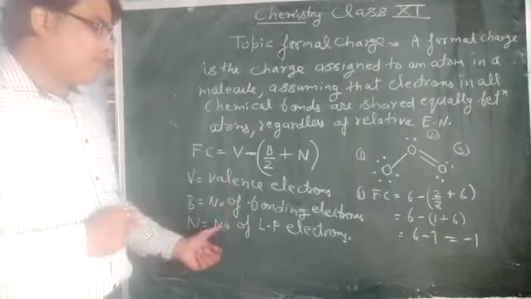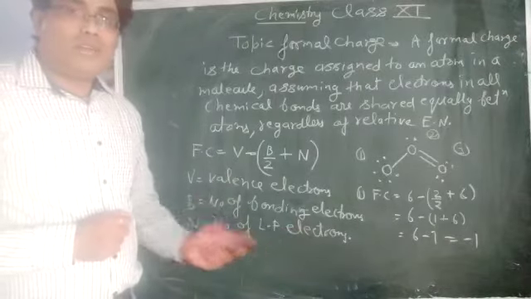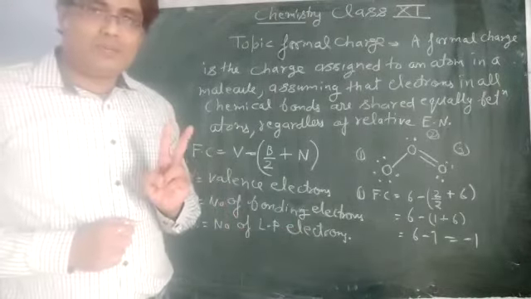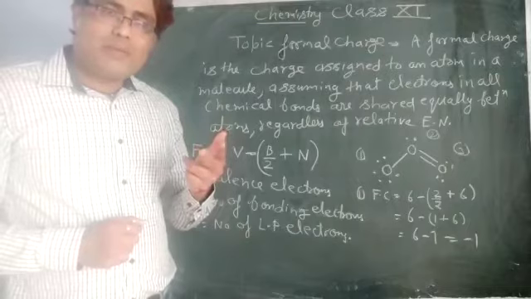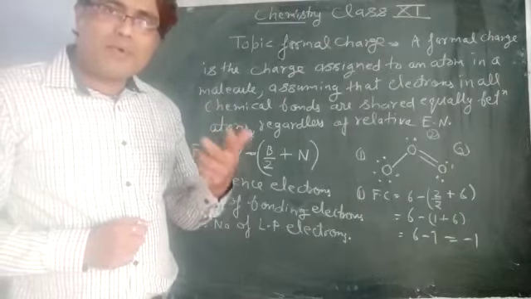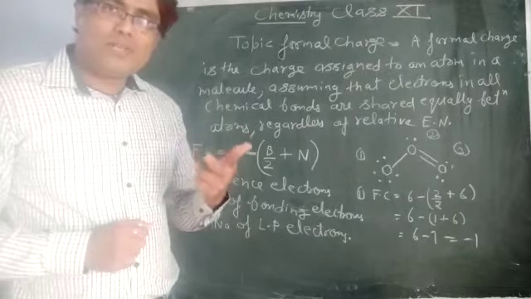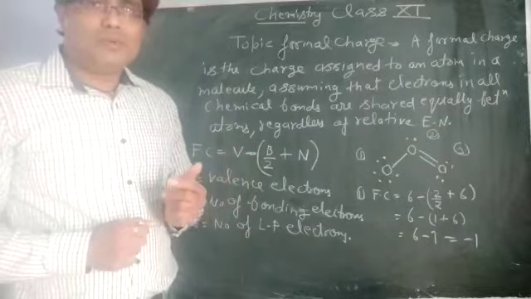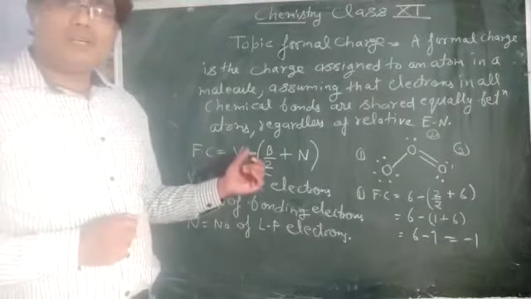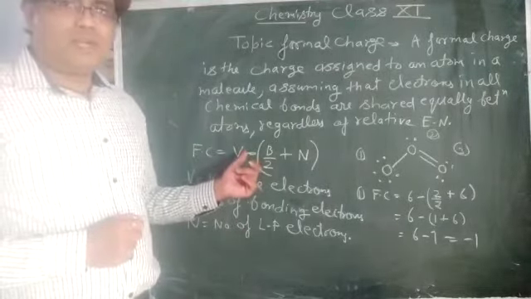Now next, capital N. N is the number of lone pair electrons. If there is one lone pair, it means there will be 2 electrons. If there are 2 lone pairs, there will be 4 electrons. If there are 3 lone pairs, there will be 6 electrons. So by this formula we can find out the formal charge of an atom in a molecule.